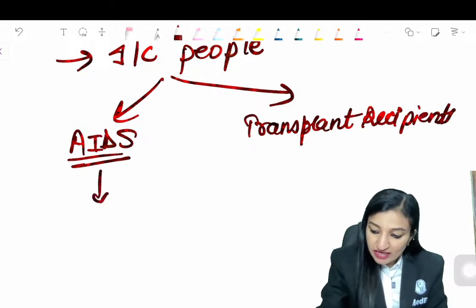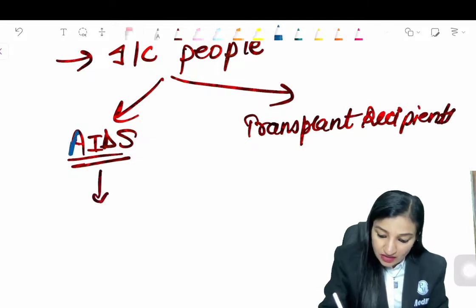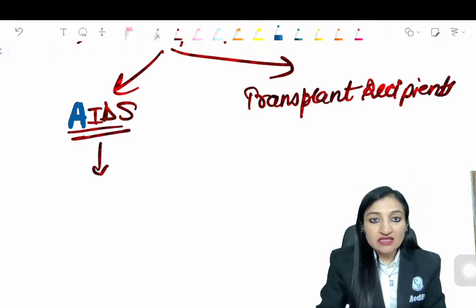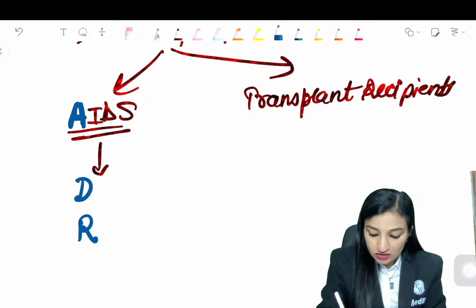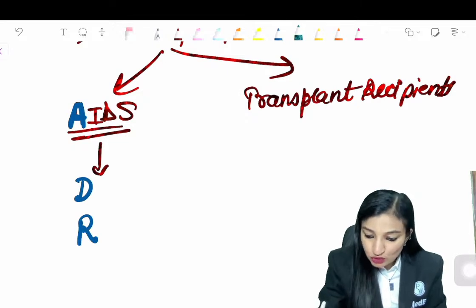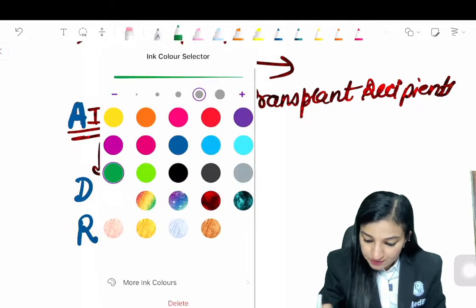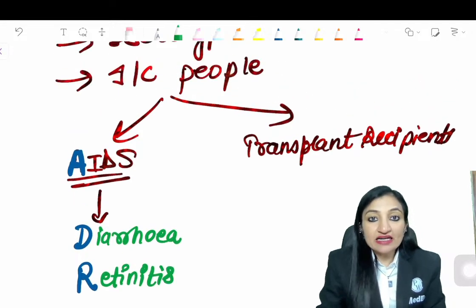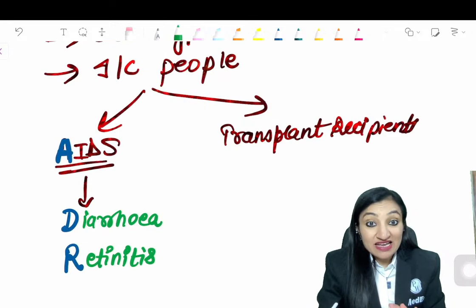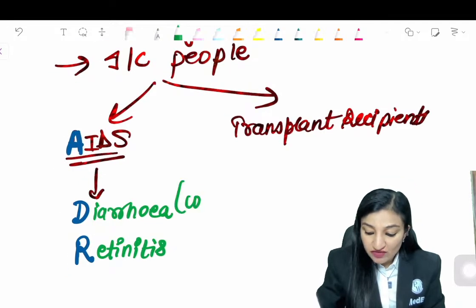Now in AIDS, okay, let me change the color of letter A in AIDS, and I would want all of you to remember ADR, a doctor. So in AIDS, what do you think I should write in front of D? Diarrhea. R is retinitis. So in AIDS, this virus causes diarrhea, that is CMV colitis.